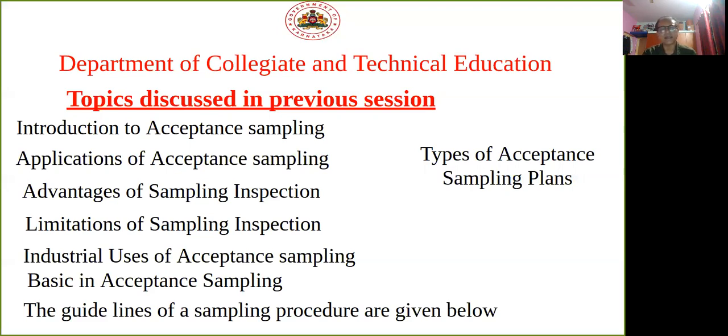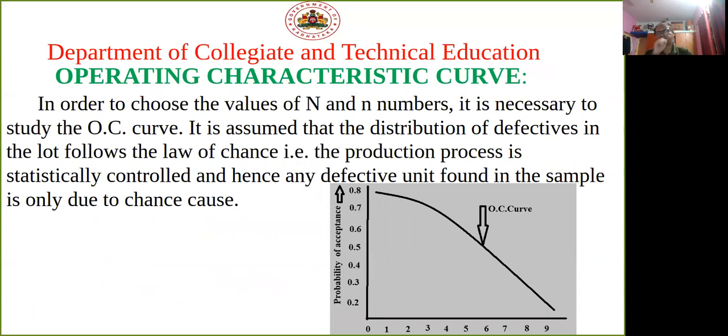Now in this session 2, we will be studying some different aspects, which is the most important tool that we use in acceptance sampling: the operating characteristic curve. Sometimes we will call this operating characteristics curve simply the OC curve. So how exactly is this OC curve useful for us?